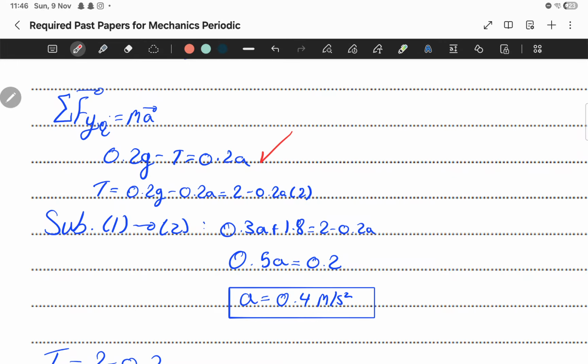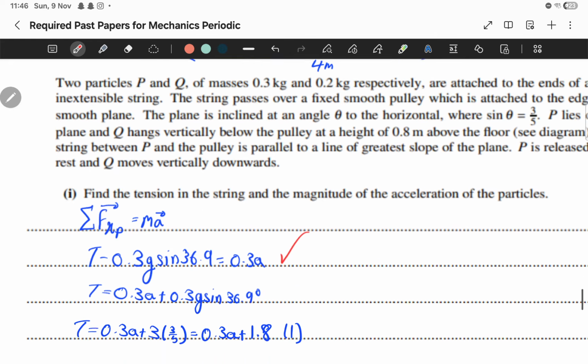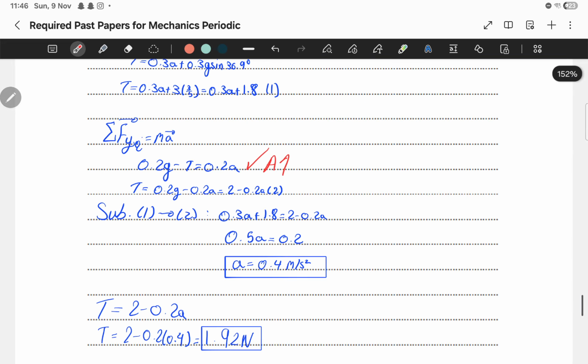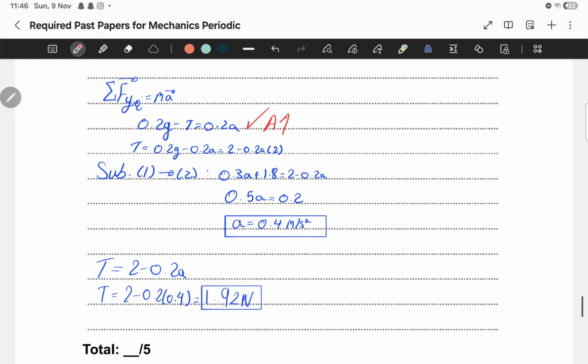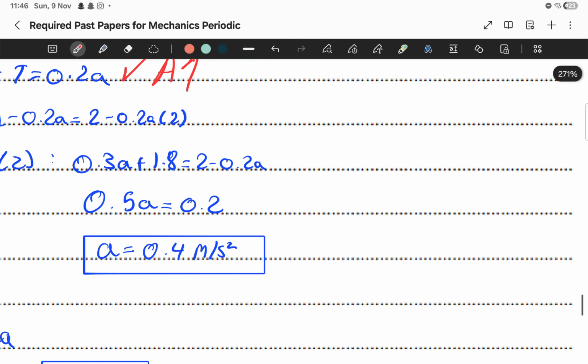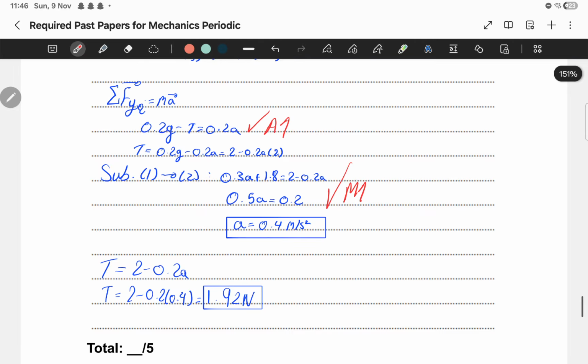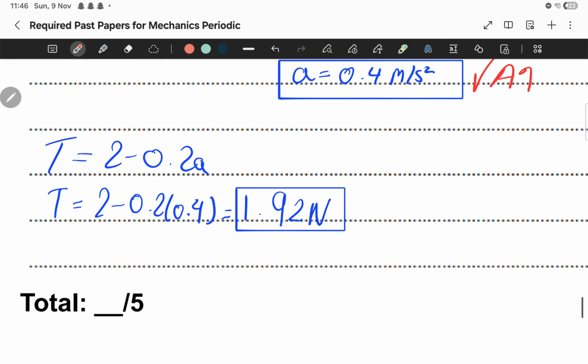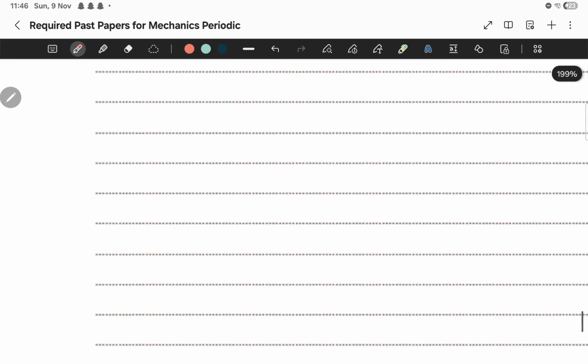Then if I resolve along x or y using Newton's second law, you'll get M1. For solving the simultaneous equations, you'll get a as 0.4, A1, and tension is 1.92 newtons, A1. So 5 out of 5, and the paper total is 54 out of 54.